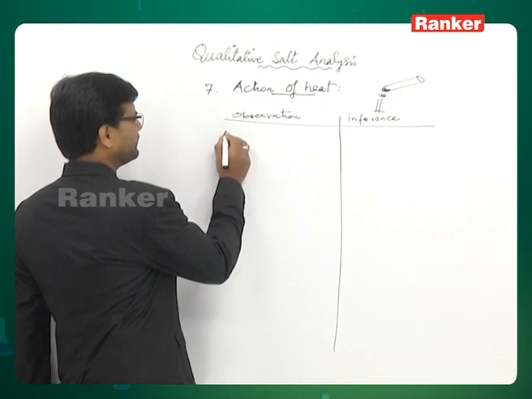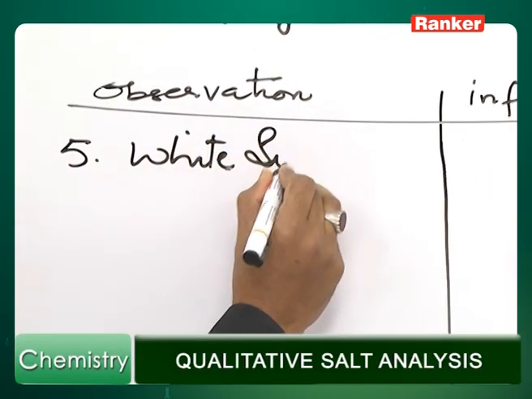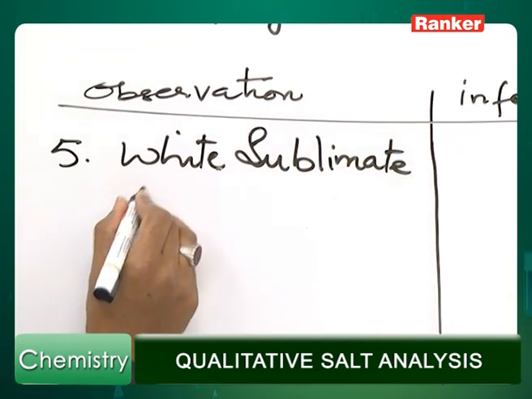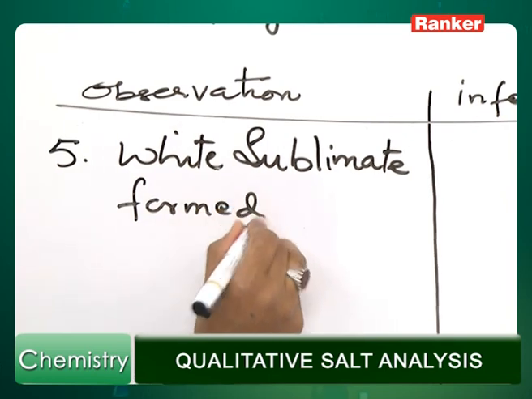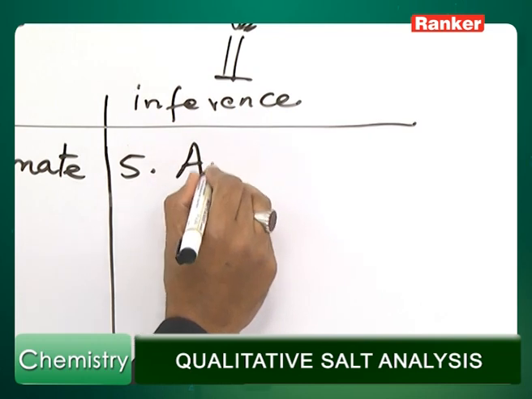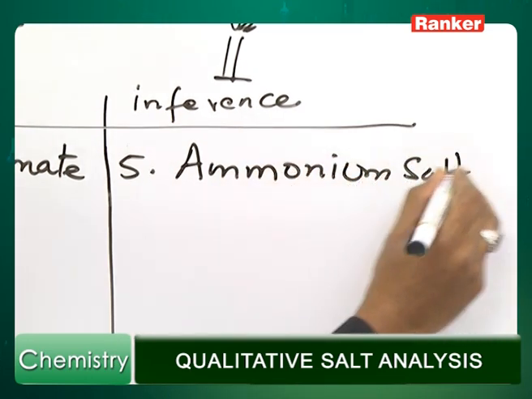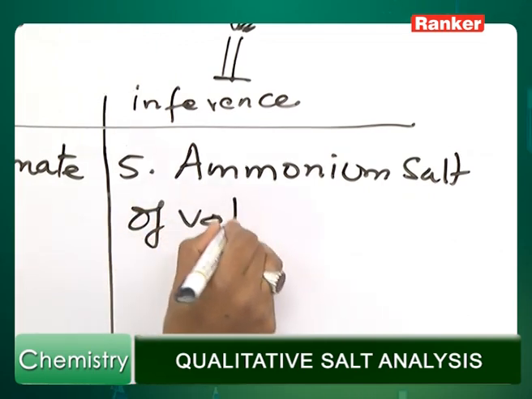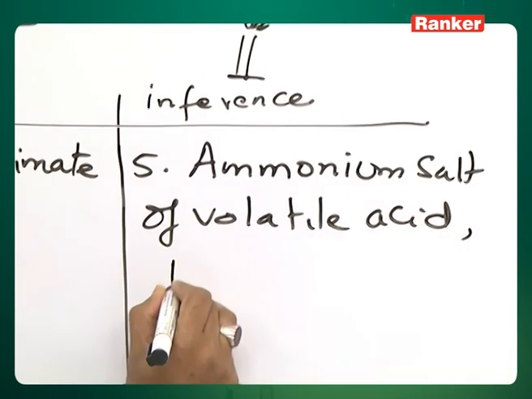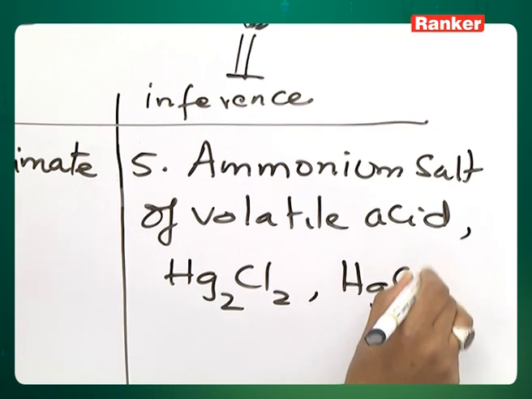Now, number 5, white sublimate is formed. The inference must be ammonium salt of a volatile acid, mercurous chloride or mercuric chloride.